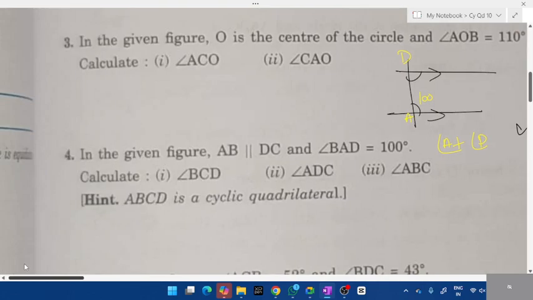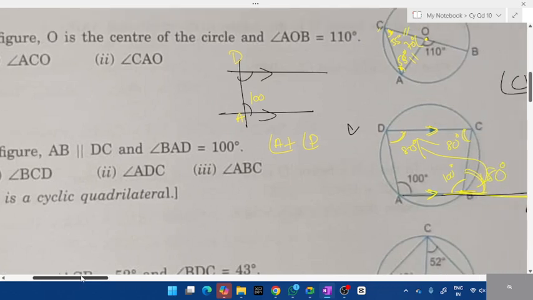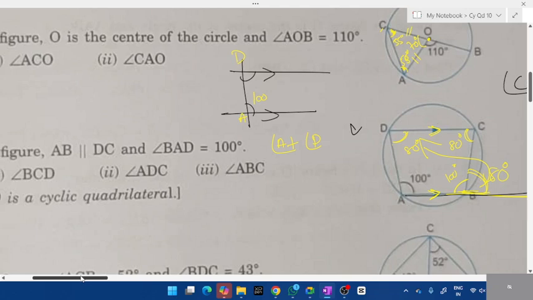Once you find all this, what was the question there? BCD. What is BCD? Found the answer. BCD is 80 degrees. How did we get BCD, students? Yes, all of you answered. We got 80 degrees. Tell me, which concept did we apply? The sum of opposite angles of a cyclic quadrilateral is 180 degrees. Very good. So once you find the values, just think of what concept to apply. Try the same concept.